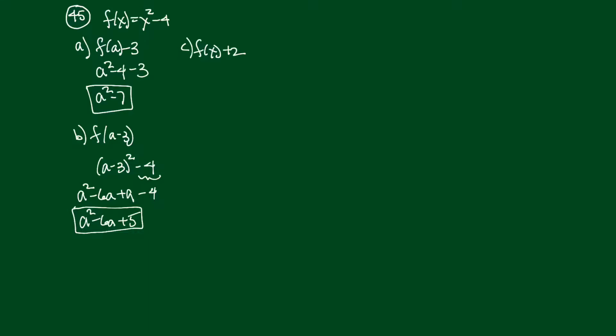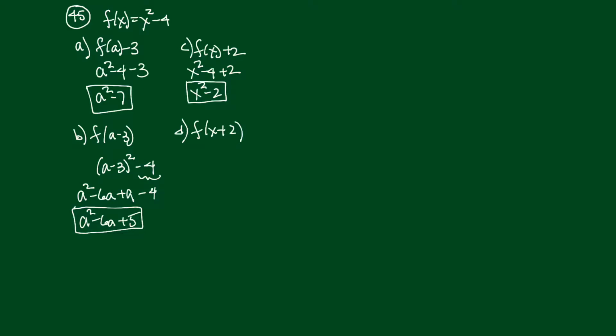Now in C, well, this one looks interesting. We want f of x plus 2. Well, f of x, that's right here. We don't have to do much, right? F of x is just x squared minus 4, right? F of x, right here, and then plus 2. So this is going to be the x squared minus 4, and then a plus 2. So how about x squared minus 2, and we're done.